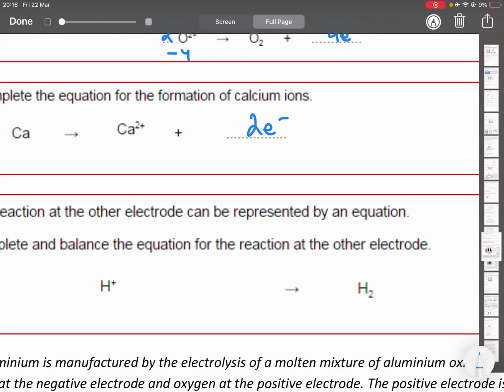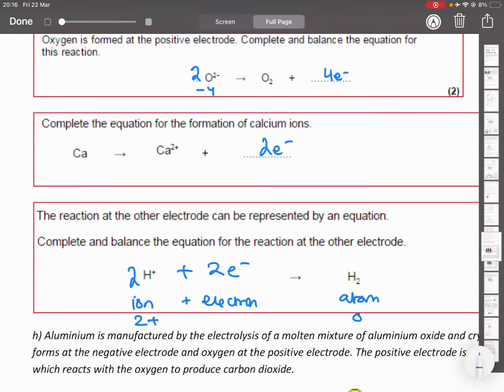So it's always, if there's a 2 here, I have to automatically put a 2 on the other one. So that means there's 2 of these. And it will always have the structure ion plus electron forms atom, or the other way around. So we just have to count how many electrons we need. Worst case, you can have a guess, but this is 2+ and this is always 0, so it should have 2 electrons. Okay, good.